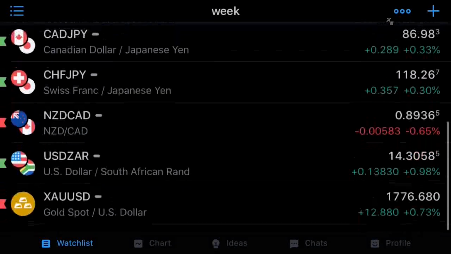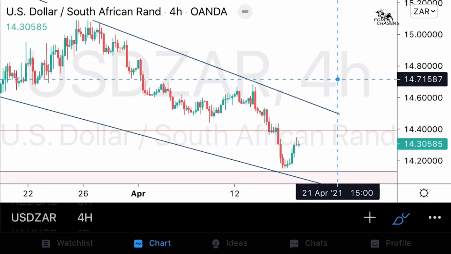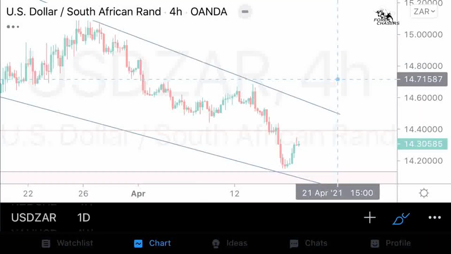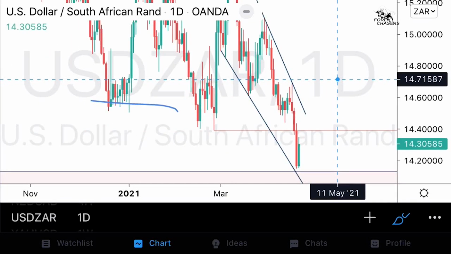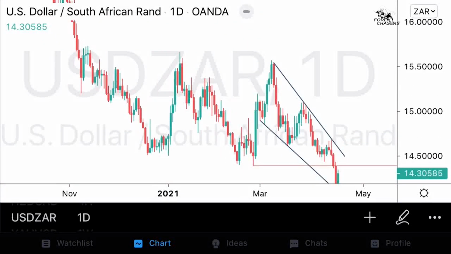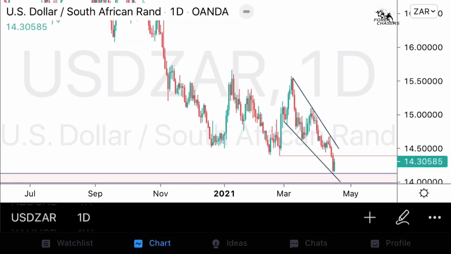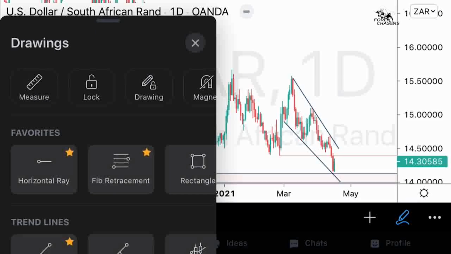The next pair that we're going to have a look at is USDZAR. So on USDZAR, guys, we'll go up to a daily. I do have a marking here. Let's just delete that. That's probably there from yesterday. What I can say about USDZAR, guys, is we have been pushing down from a weekly perspective.